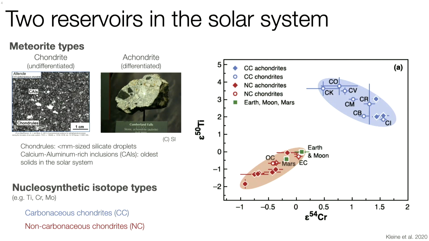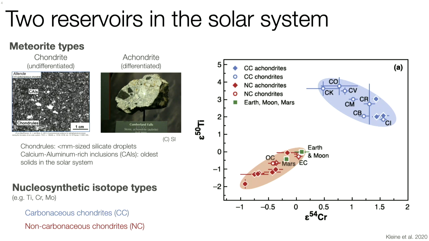So here, we'd like to start with a discussion of two reservoirs in the inner solar system. These are two meteorite types. One is chondrite and the other is non-chondrite. This morning, Steve already gave an excellent talk about these chondrites. The chondrites are undifferentiated meteorites. As you can see, this includes chondrules and CAIs, so they never experienced melting. In contrast, non-chondrites experienced melting and are also differentiated.